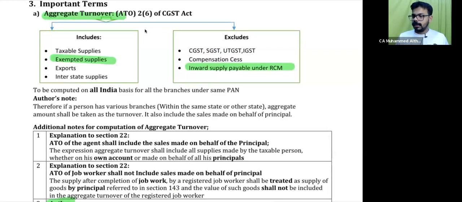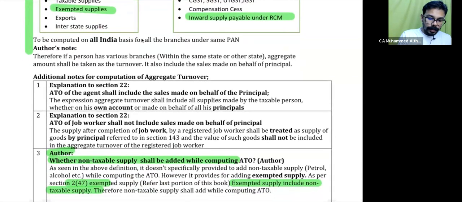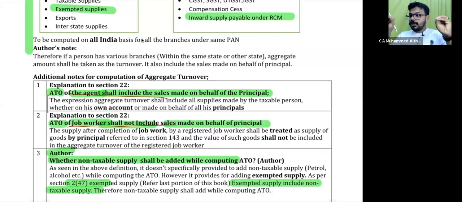What is aggregate turnover? We all know this. Many students will stop the definition here, but the definition doesn't stop there. It also goes further. It clearly says aggregate turnover of the agent shall include the sales made on behalf of the principal. But the second point clearly says aggregate turnover of the job worker shall not include sales made on behalf of the principal. So in case of agent, we shall add sales made on behalf of the principal, but that is not the case in case of job worker. You should not add any sales in the hands of the job worker which is made on behalf of the principal.